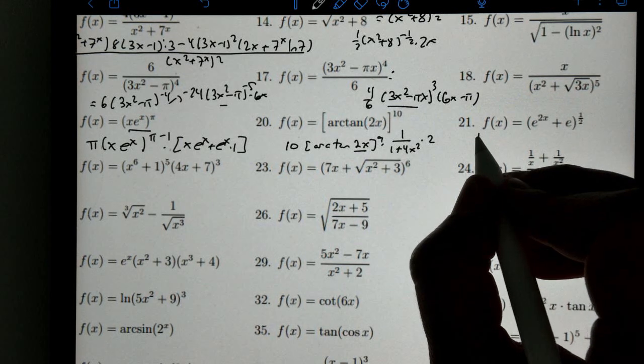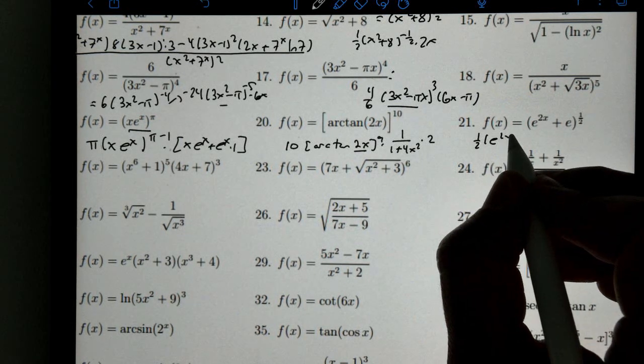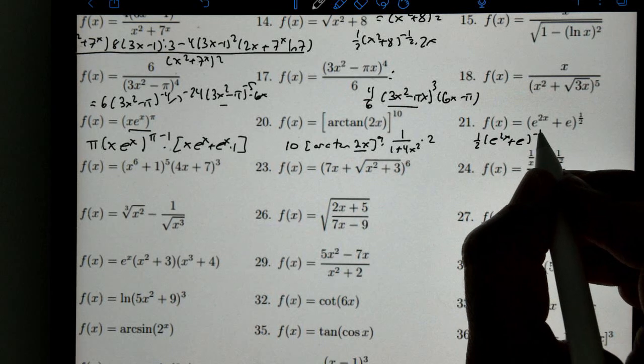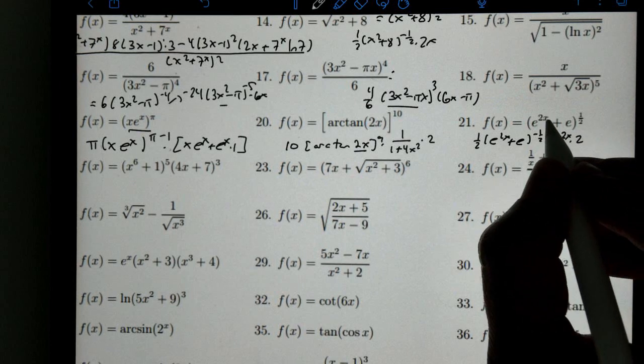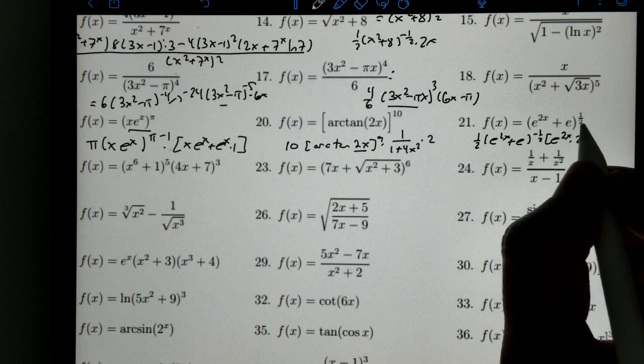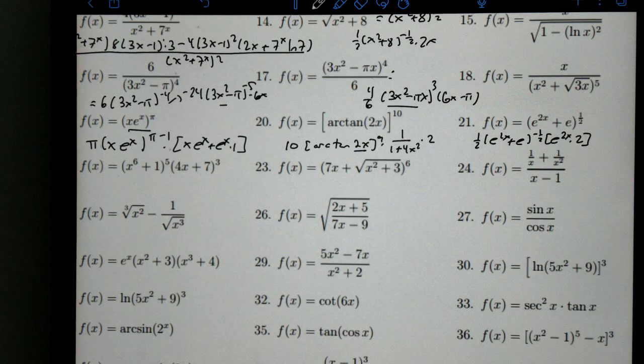All right, over here, oh my gosh, could it get any worse? Chain rule again. 1/2 e to the 2x plus e to the negative half. Derivative of the inside, e to the 2x times 2. Double chain rule on that. And then e just becomes 0. So there's your derivative.